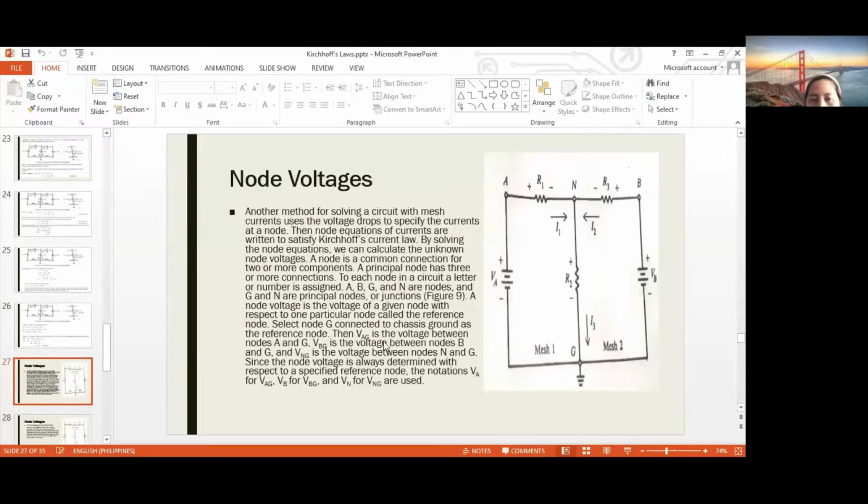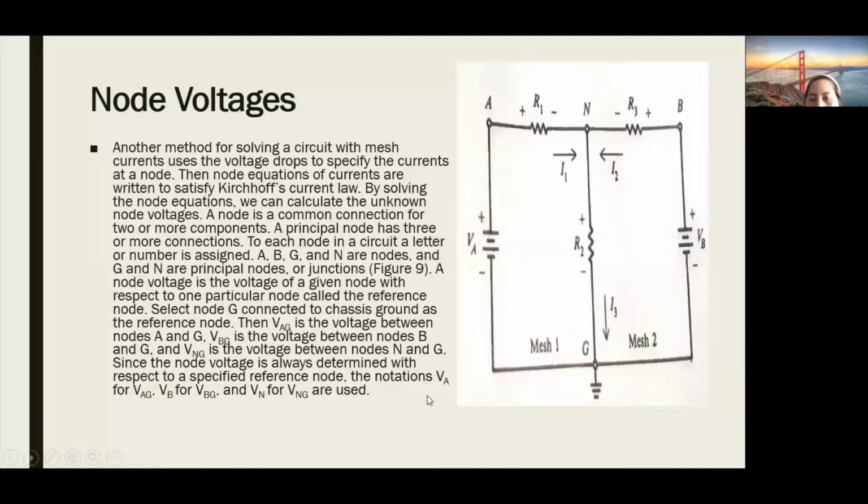Here in figure 4-9, a method of solving a circuit with mesh currents uses the voltage drops. Each node in a circuit, a letter or number is assigned. Then node equations of currents are written to satisfy Kirchhoff's current law. By solving the node equations, we can calculate the unknown node voltages. A node is a common connection for two or more components. A principal node has three or more connections.